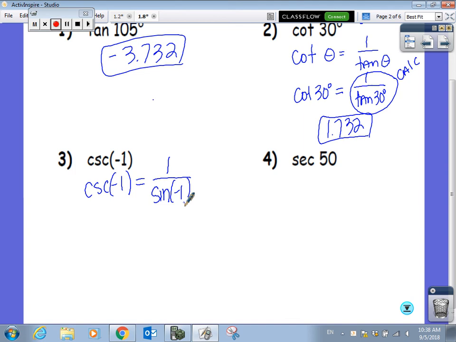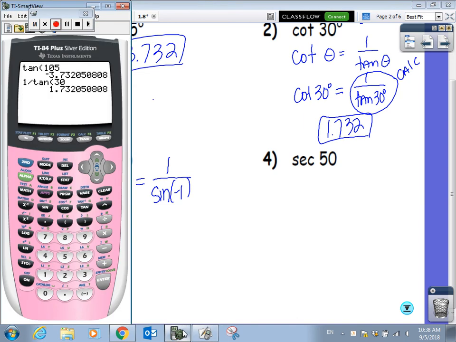For example, negative and minus signs. So if I typed in 1 divided by sine, and I used minus 1 instead of negative 1, it's going to say an error. That happens on a test or quiz. I will not help you. I'm going to say you have to know what to do. Calculator's not broken. I messed up. Calculator didn't mess up. I messed up.